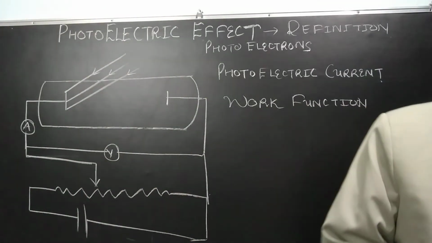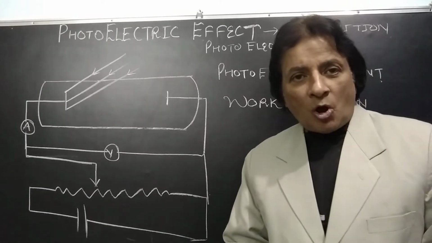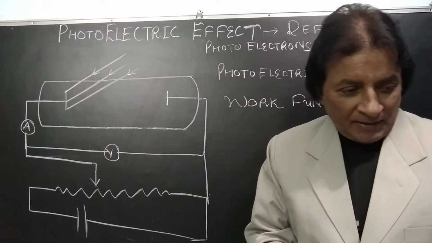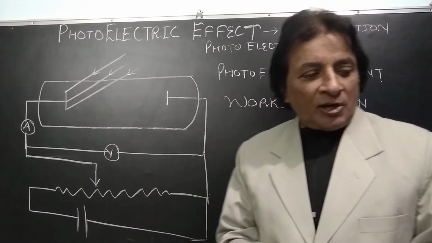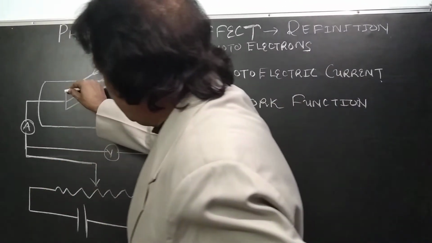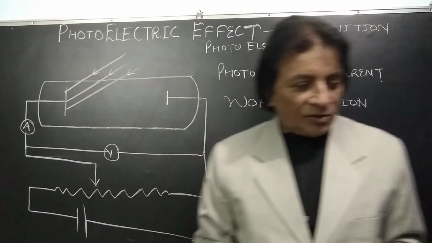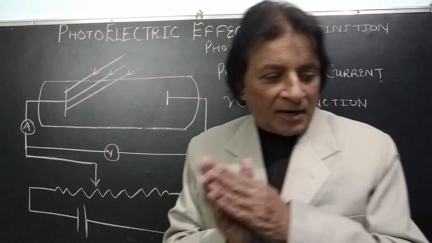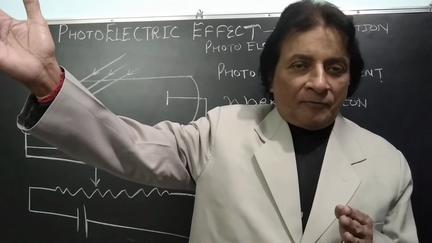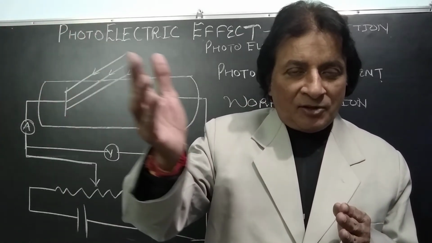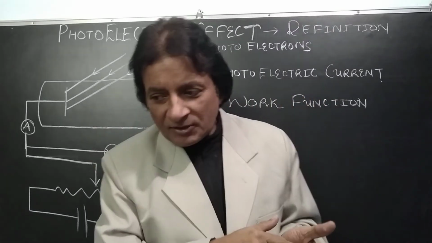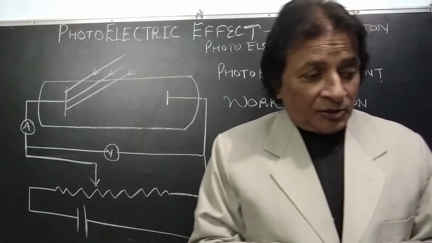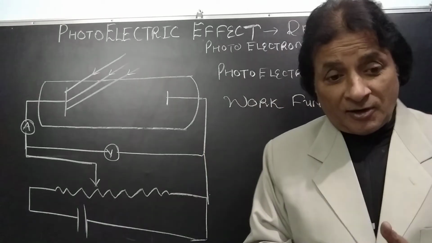You know, students, when electromagnetic radiations of suitable wavelength or frequency are incident on a metallic surface, see, this is a metallic surface, then what happens? Photoelectrons are emitted when the suitable wavelength is made incident on the metal surface. Then photoelectrons are emitted, right? And this phenomenon is called the photoelectric effect.